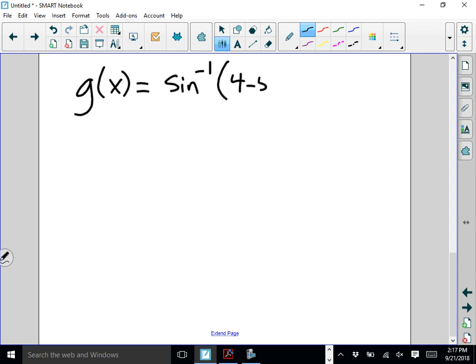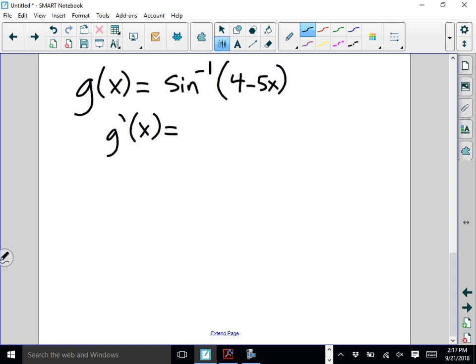So let's say g of x equals the arcsine of 4 minus 5x. We want to go ahead and find g prime of x here. Go ahead and pause the video. Now that you see how to do the arctangent one with the chain rule, try this one on your own.